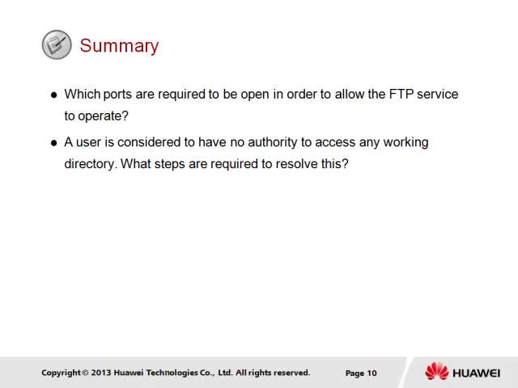A user is considered to have no authority to access any working directory. What steps are required to resolve this? Well, this occurs when the default FTP directory has not yet been defined. The directory is not set to any location by default and therefore will provide an error. We can set this using the set default FTP directory command followed by the location where the files are to be stored and retrieved from by default.